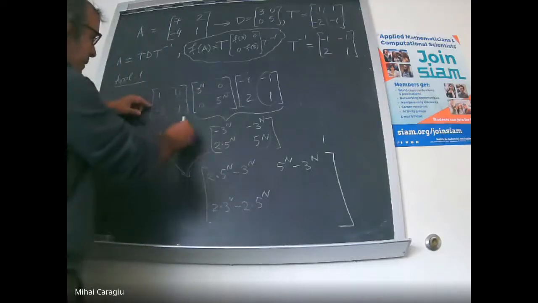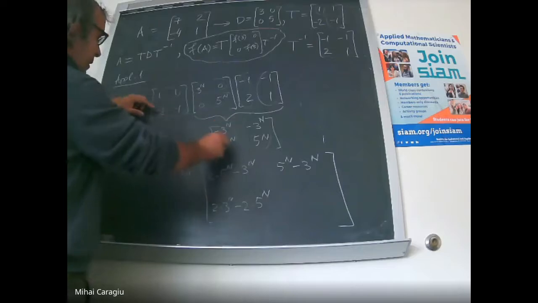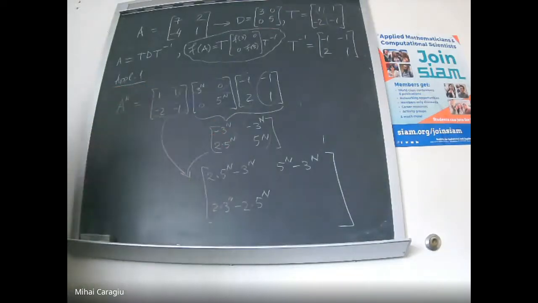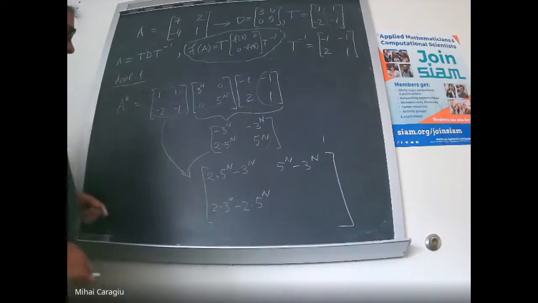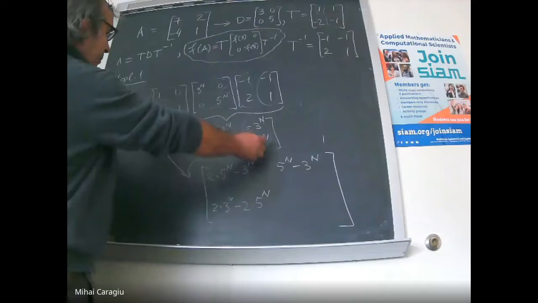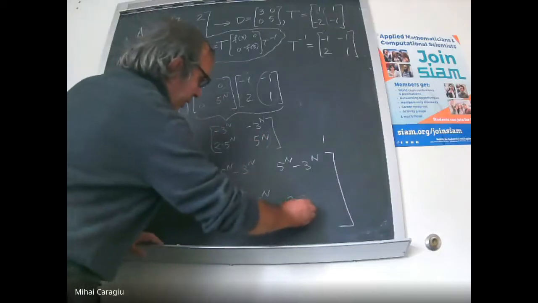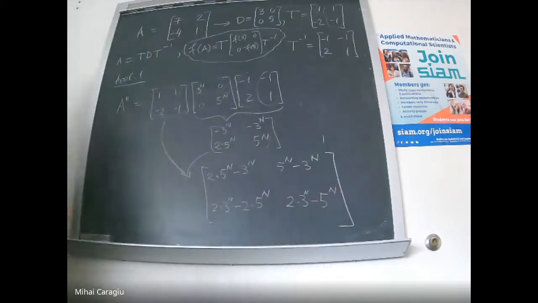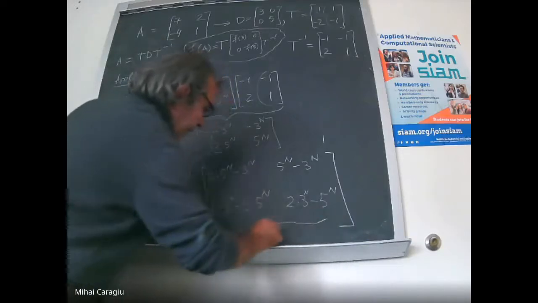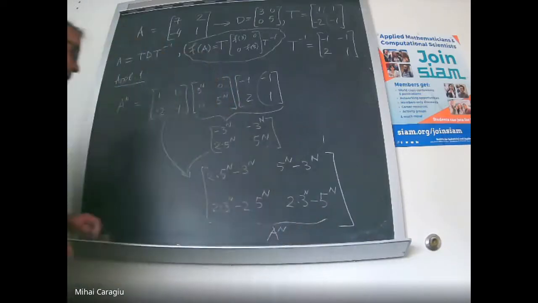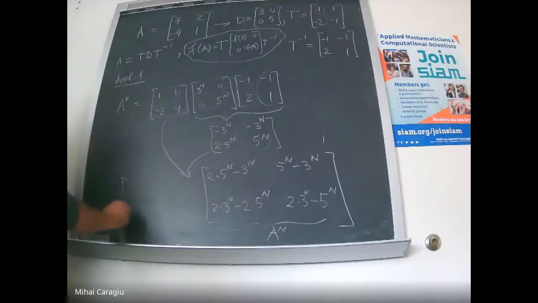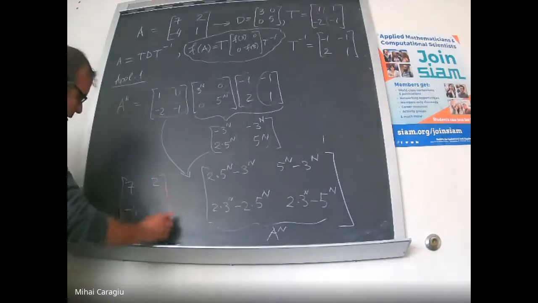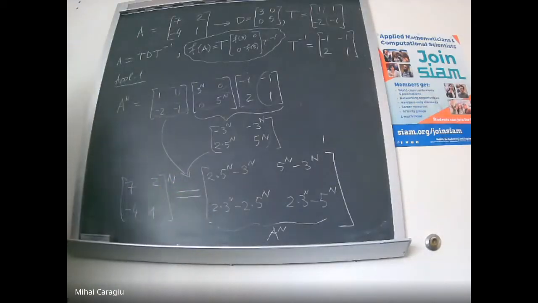So I want second, first here. Second, first, 2 times 3 to the power n minus 2 times 5 to the power n. And finally, second, second, 2 times 3 to the power n minus 5 to the power n. And this matrix is the explicit form for A to the power n. So basically, let's write in a single row the matrix 7, 2, minus 4, 1 to the power n equals this one.